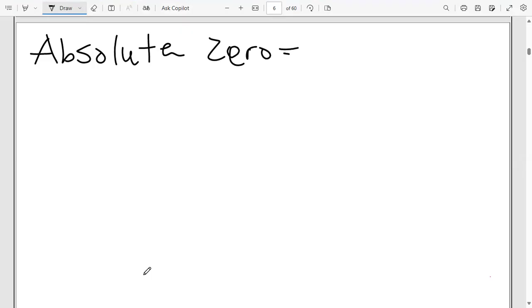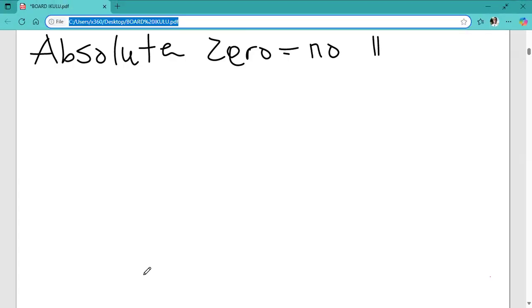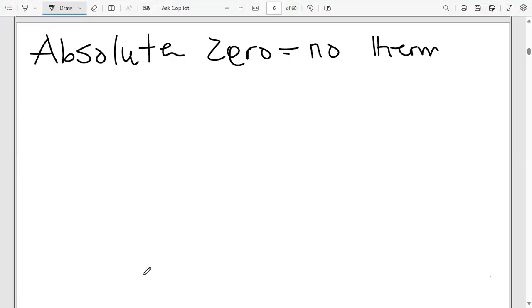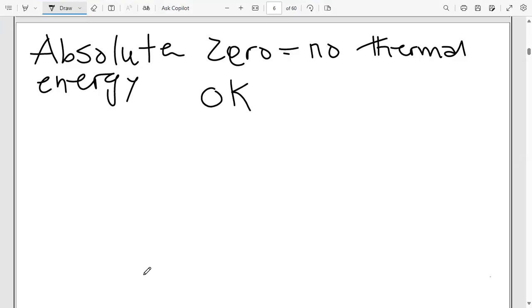zero. And that is just trying to tell us that there is no thermal energy in a substance. Absolute zero is when the temperature, and the SI unit for measuring temperature is Kelvin, is 0 Kelvin. When the temperature of a substance is 0 Kelvin, that means it has reached absolute zero.